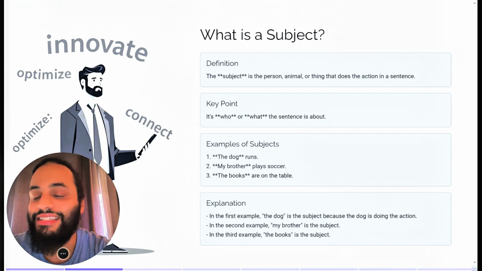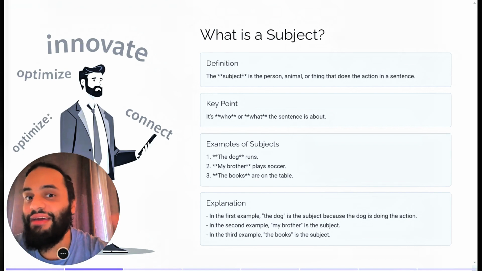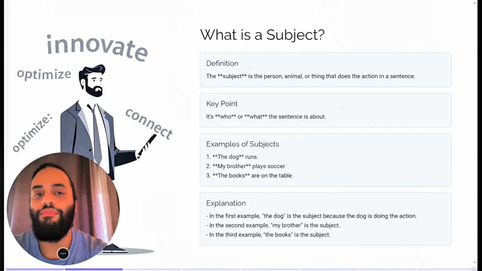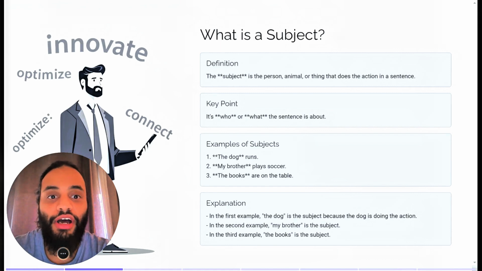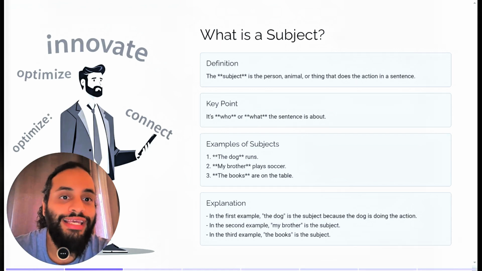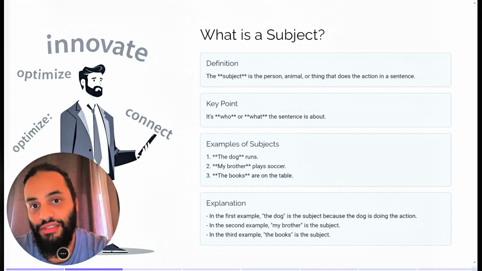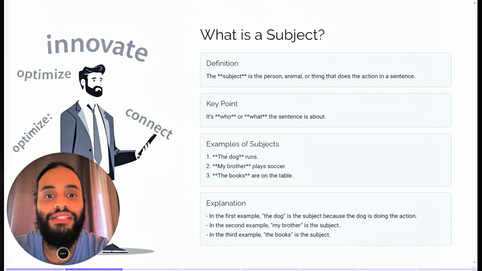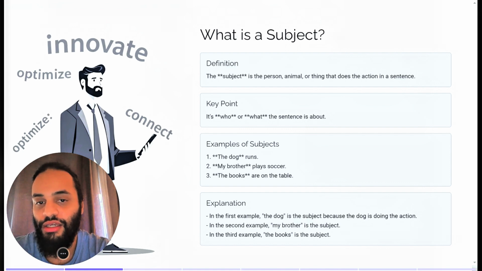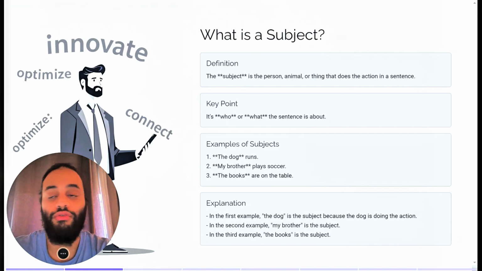So, what is a subject? I'm going to explain everything first so you can understand properly. So the subject is the person, animal, or thing that does the action in a sentence. It's who or what the sentence is about, okay? So, for example, the dog here would be the subject, runs. My brother, the subject, plays soccer, football. The books, that's the subject, are on the table.